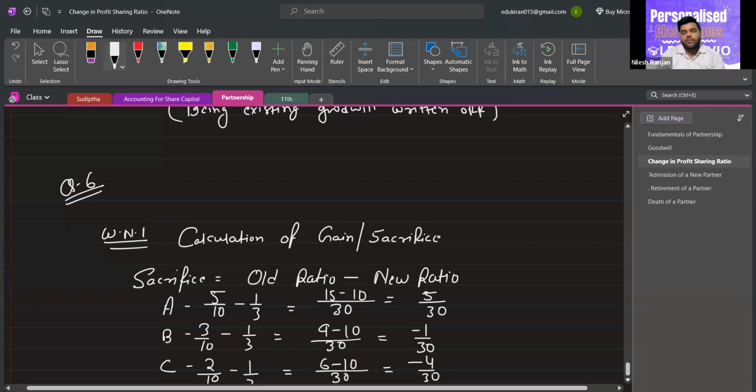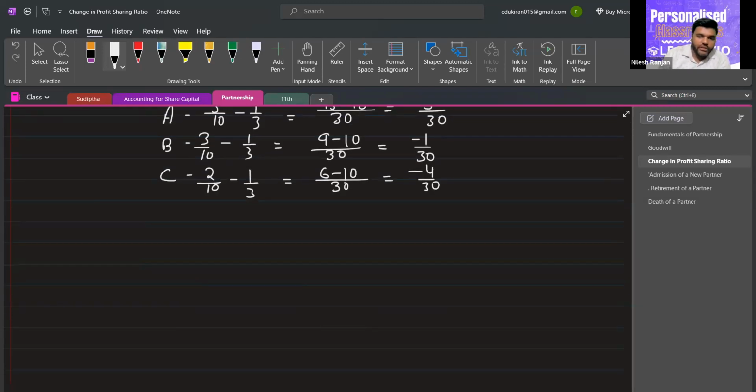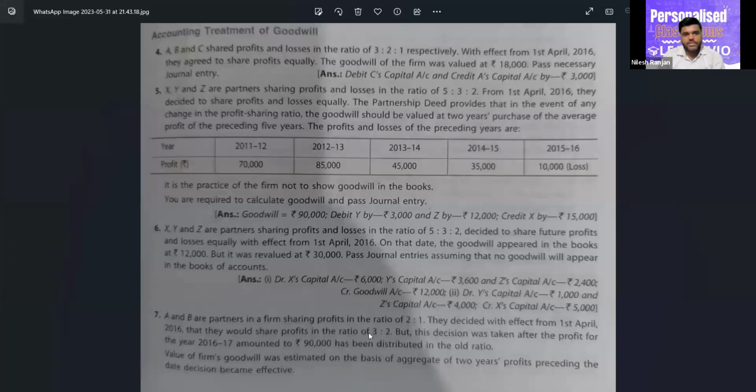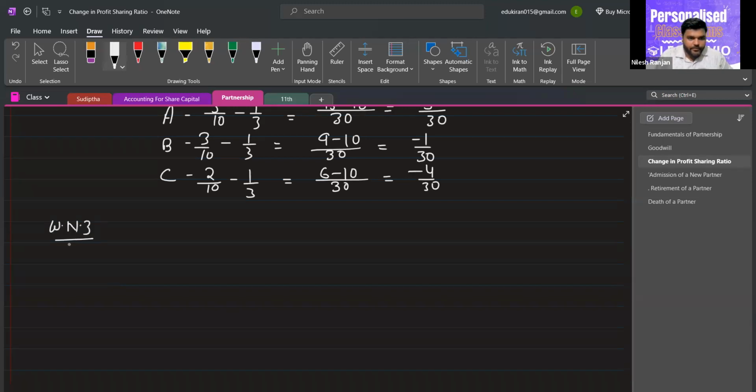After this, there are 2 goodwills in the question. First is the existing goodwill, that is 12,000, and the valued goodwill, that is 30,000. So we have to distribute these 2 goodwills between partners. Working note number 2: existing goodwill.